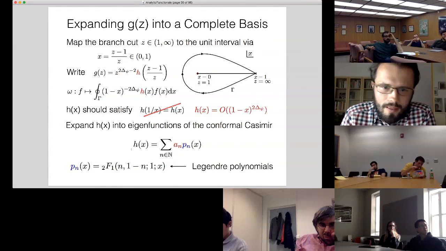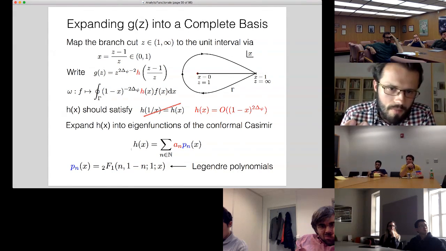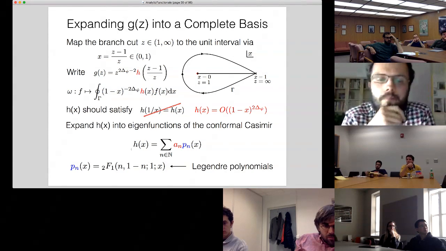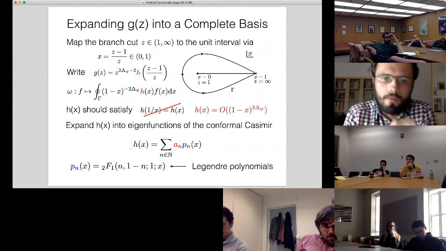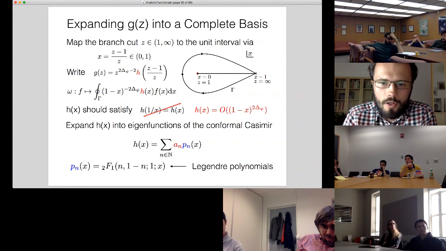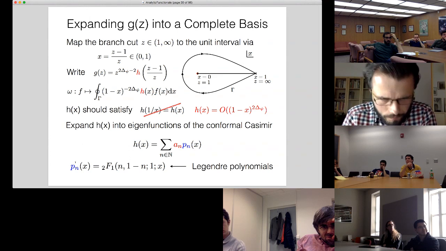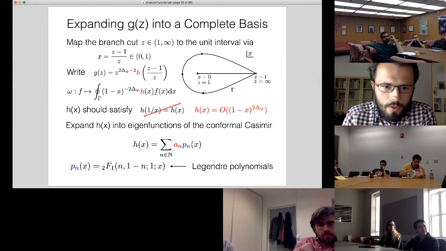Now, the next step that facilitates the road towards obtaining the extremal functionals is to expand h in a complete basis, so that there is a very natural basis of functions to expand h in, namely the eigenfunctions of the conformal Casimir. In particular, those which are regular at the endpoints of the branch cut.